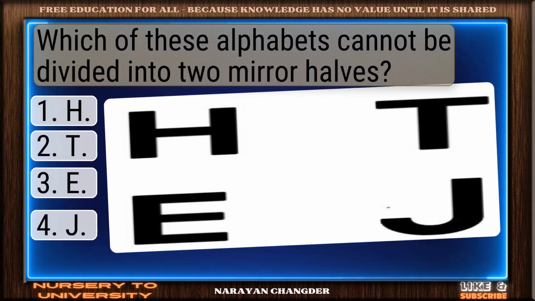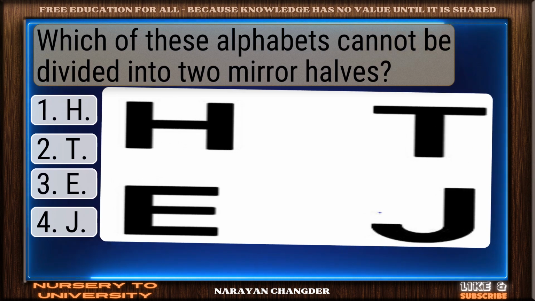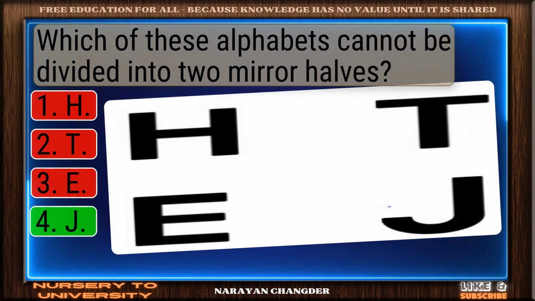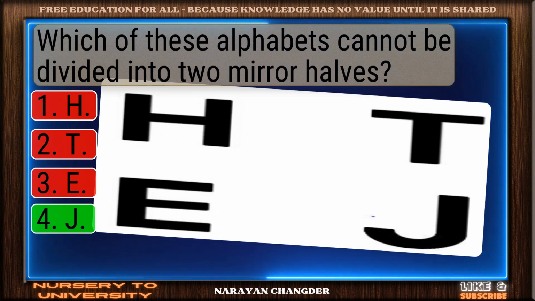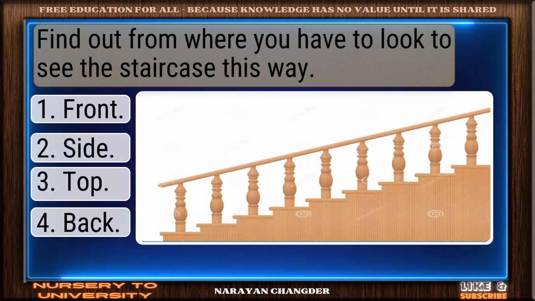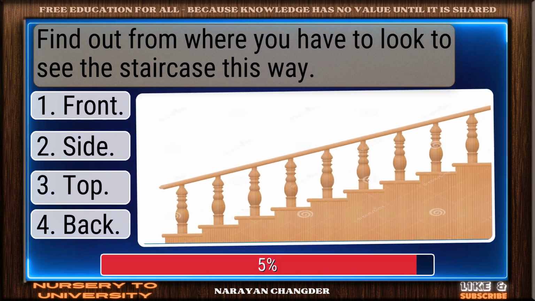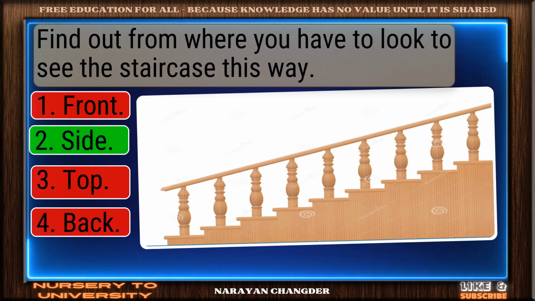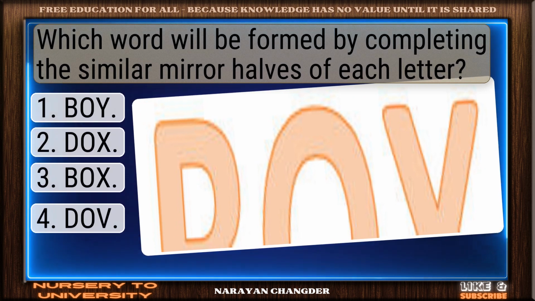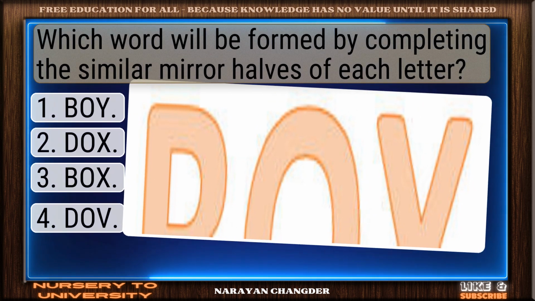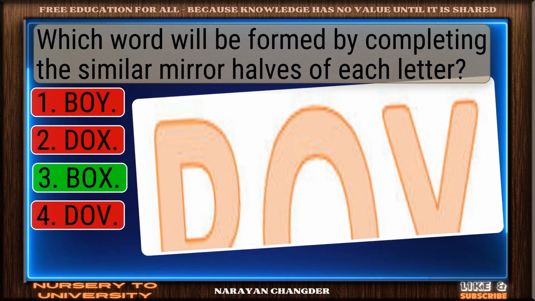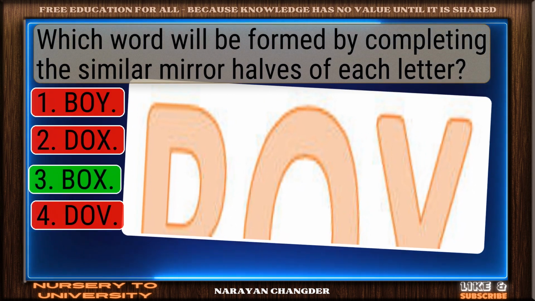Which of these alphabets cannot be divided into 2 mirror halves? Good job. Your answer J works well here. Find out from where you have to look to see the staircase this way. Nice selection. Side is the correct and valid answer. Which word will be formed by completing the similar mirror halves of each letter? Good thinking. Box is the right answer.